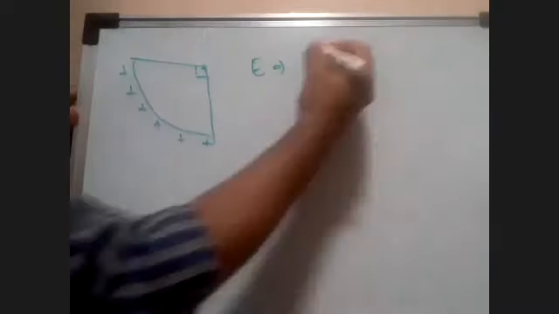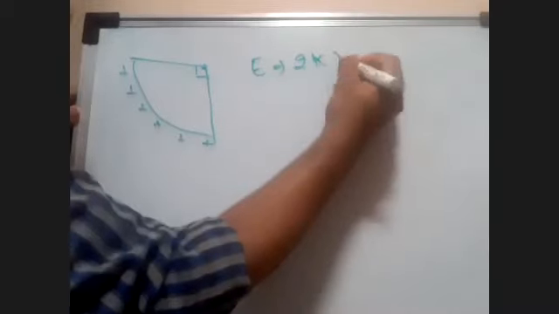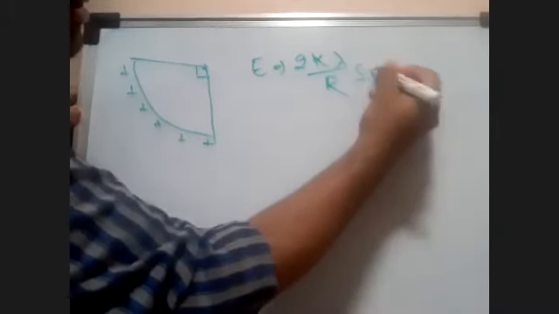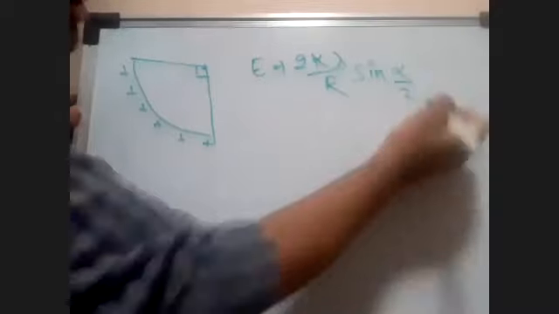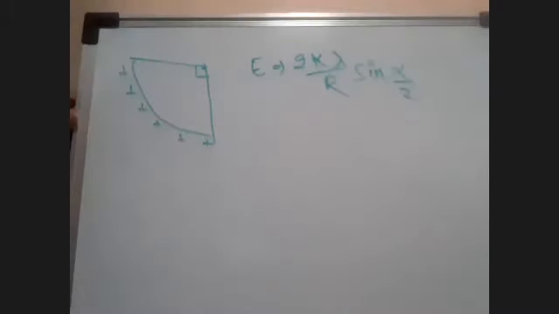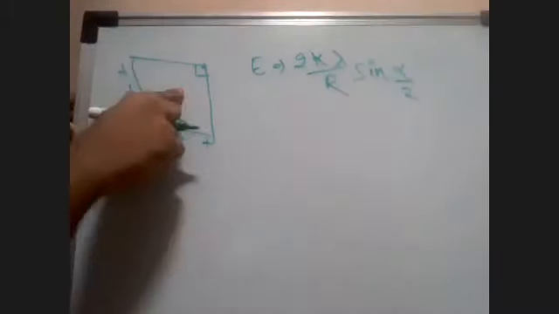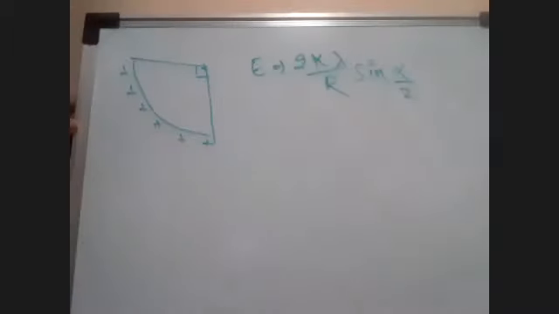This should be by heart for you now: 2k lambda by r sin alpha by 2. Never forget this alpha by 2. Because I'll tell you why: you know alpha is pi by 2, and some people will directly put pi by 2 over here. That is wrong. Remember this.